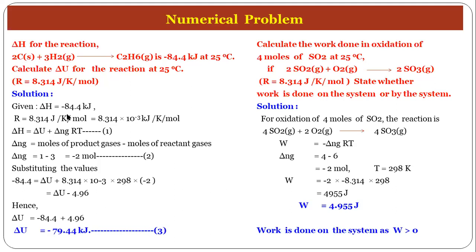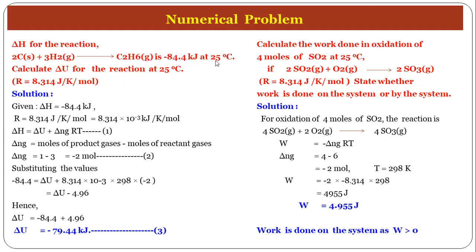So put all the values. Delta H, minus 84.4, is equal to delta U. Delta U we have to calculate. So delta U as it is, plus put the value of RT. R is given. R is 8.314 into 10 raised to minus 3 kilojoule. This is the value of R into T.